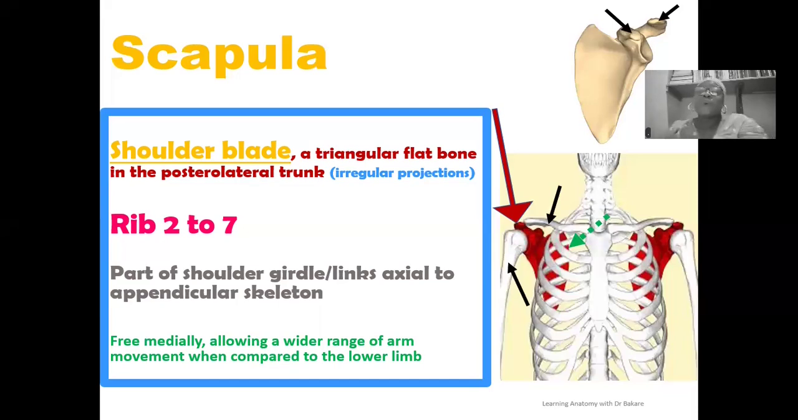So if you compare the movement of the upper limb with that of the lower limb, you see that the upper limb exerts a wider range of movement because of the freedom that is created around the medial region of the scapula, which is also imparted on this lateral region where it is connecting with the humerus.